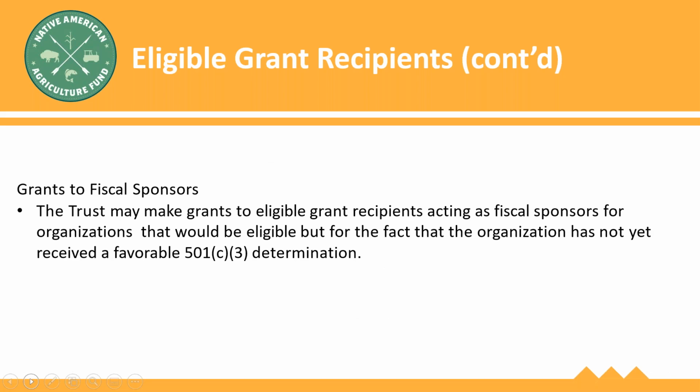Eligible grant recipients, continued. Finally, a grant to a fiscal sponsor. You can use a fiscal sponsor. The trust may make grants to eligible grant recipients acting as a fiscal sponsor for organizations that would be eligible, but for the fact that the organization has not yet received a favorable 501(c)(3) determination. Next slide.